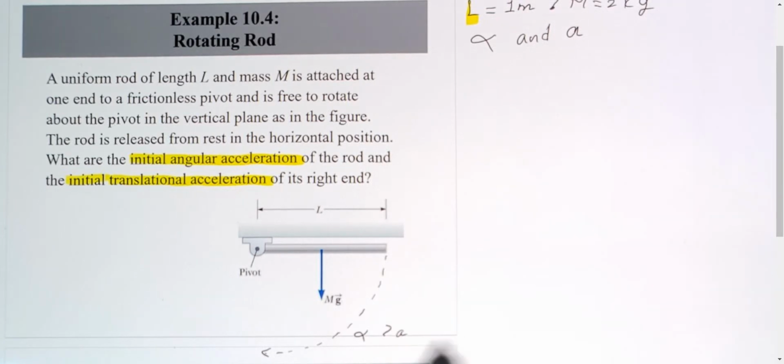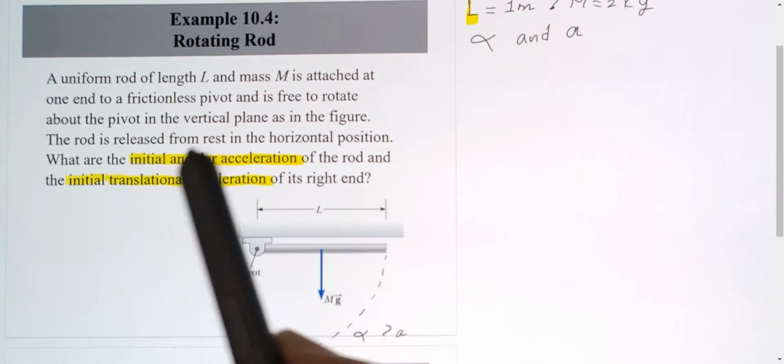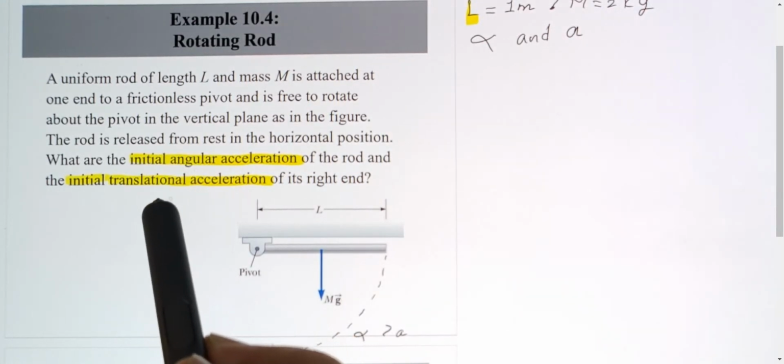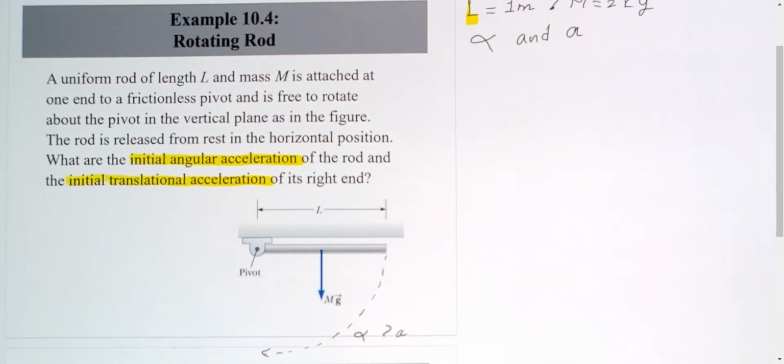Even in this situation, we have this rod free to move. We release it from rest, so it will go into a circular motion. So he wants two things from us. He wants alpha, and he wants a, the acceleration.